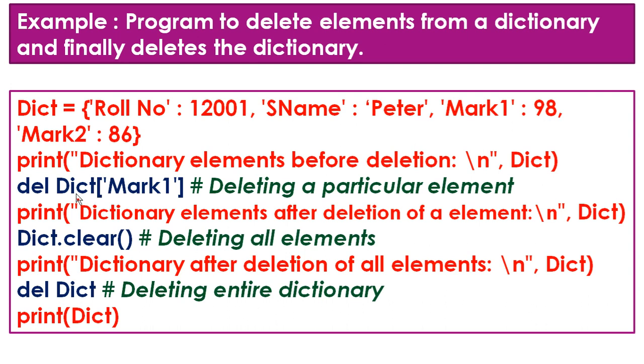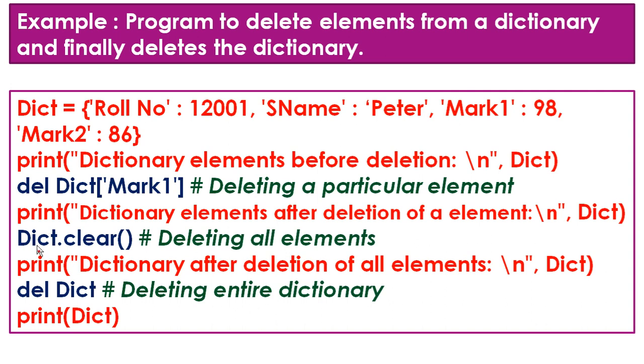Here, del dict of mark 1. So this del command deletes a particular element, mark 1. After that, we print the dictionary. We get the entire dictionary except the value mark 1, because mark 1 is deleted by using this command.